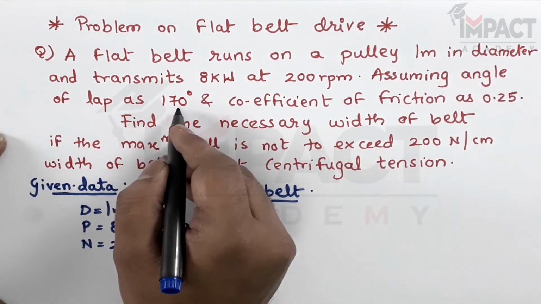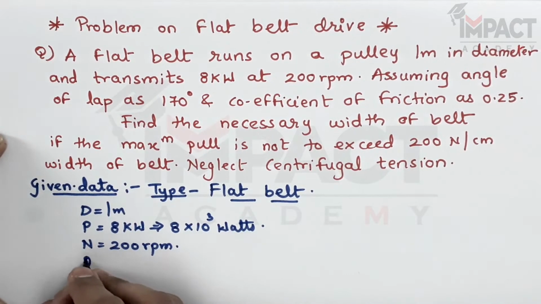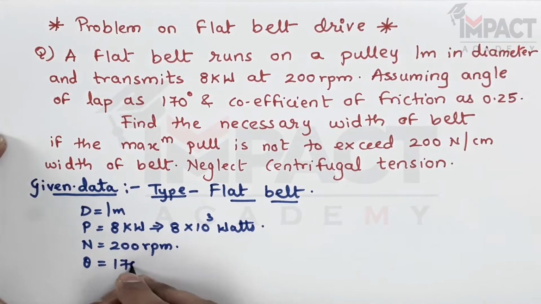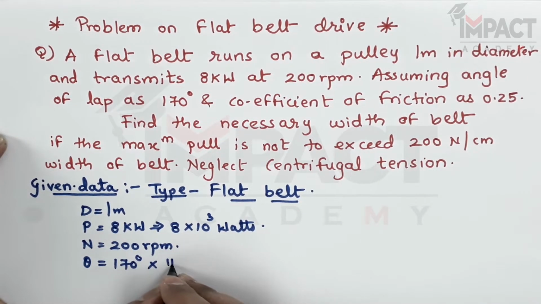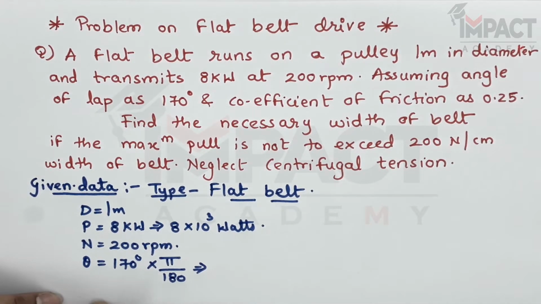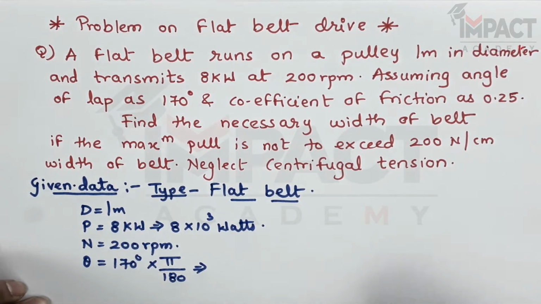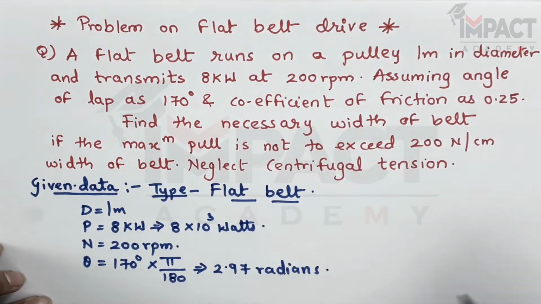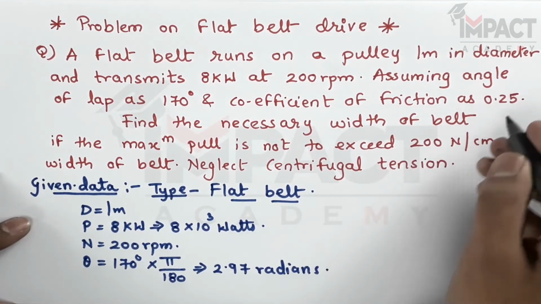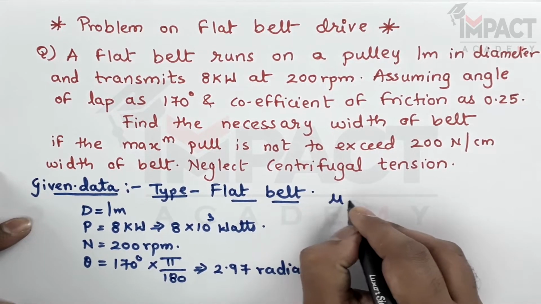Assuming angle of lap as 170 degree, that is theta. So multiplying by pi, dividing it by 180, because we need to convert theta in terms of radians, and it gives me the answer as 2.97. Coefficient of friction is 0.25, that is mu.